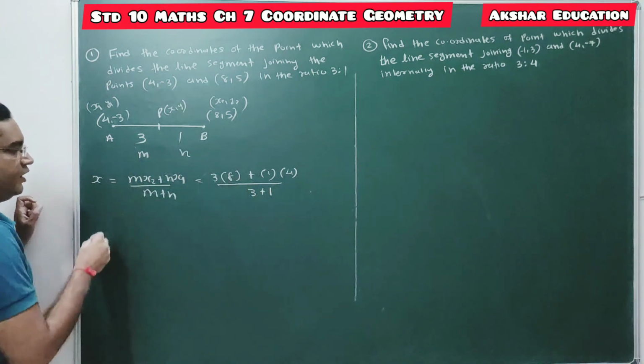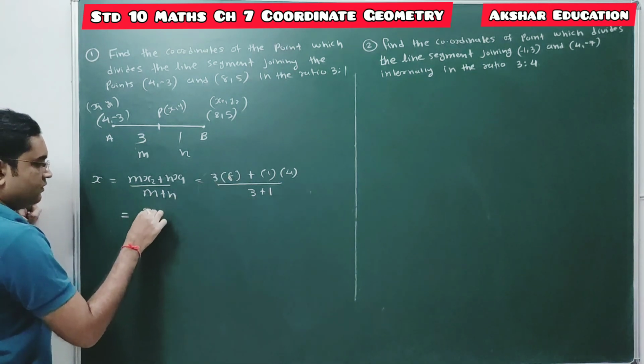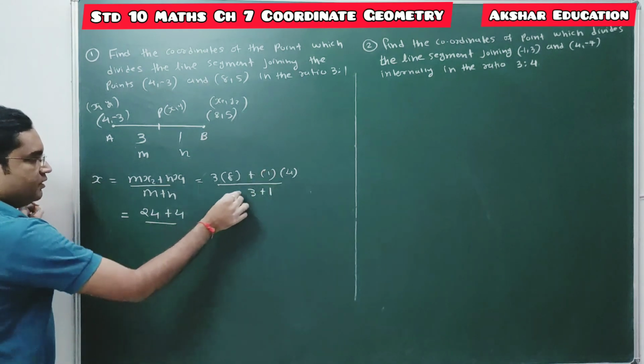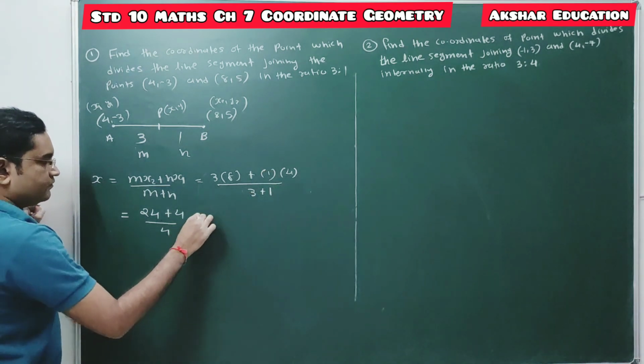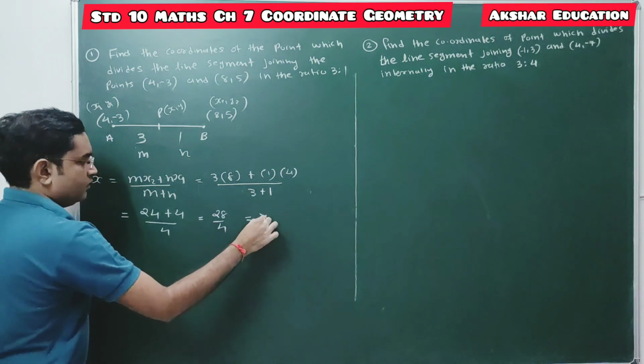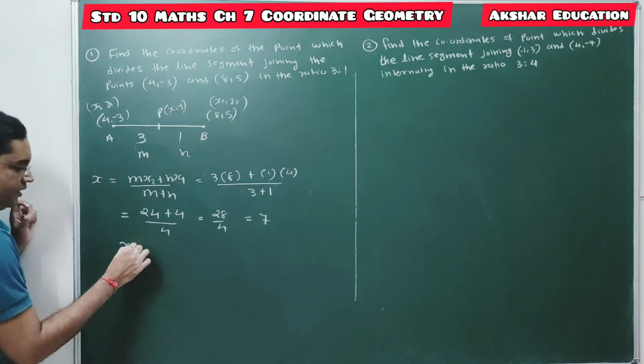Simplify this, and you will get the value of the x coordinate. So this is equal to 3 8s are 24 plus 4 1s are 4, divided by 3 plus 1, which is 4. So it's 28 by 4, and this is equal to 7. So our answer, the x coordinate of the section point, is 7.